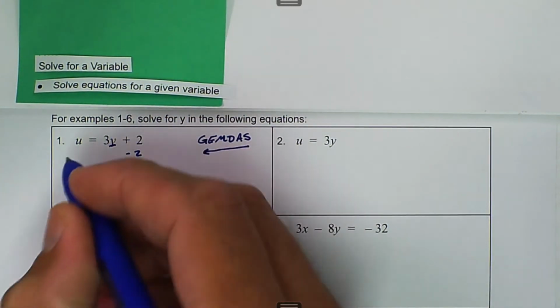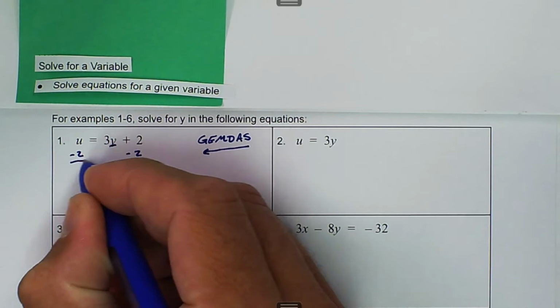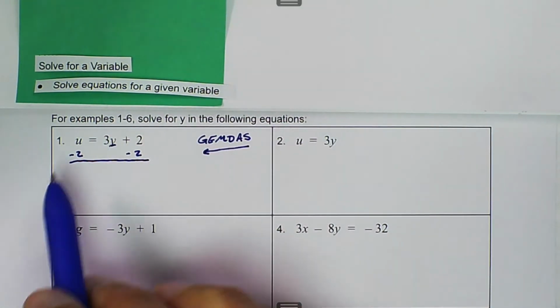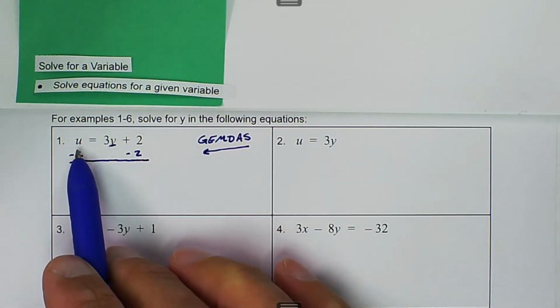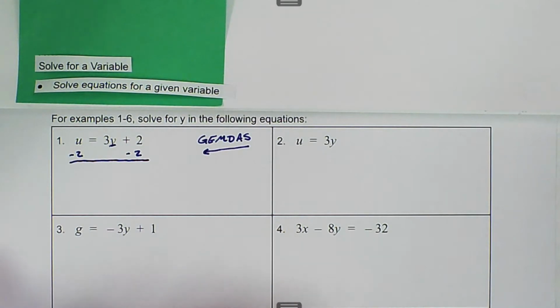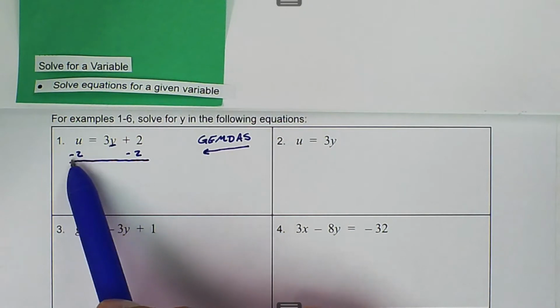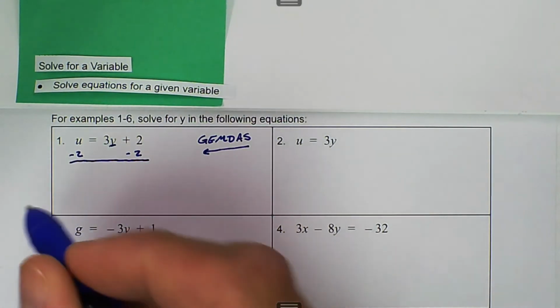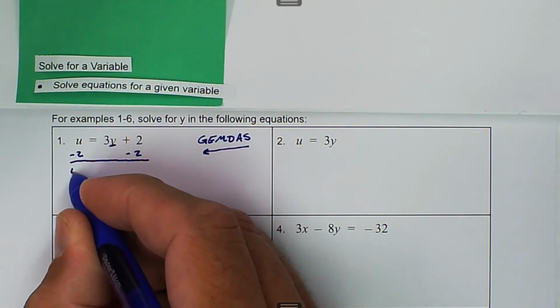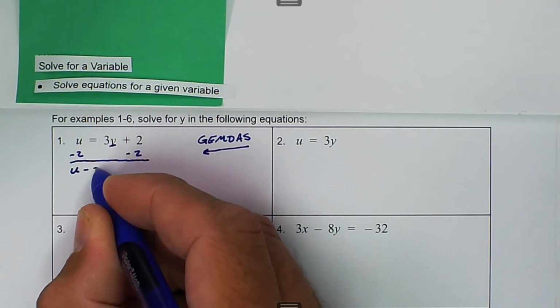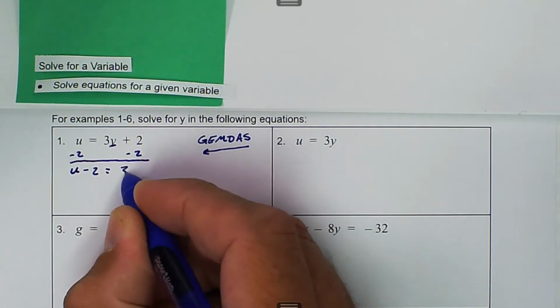So we can subtract 2 and subtract 2. Now, the thing that's going to be a little different is we have this variable over here, so we have to pay attention to whether we can combine like terms or not. We have a u, which is a variable, and a -2, which is a constant, and we cannot combine those. So we just leave it as u minus 2 equals 3y.